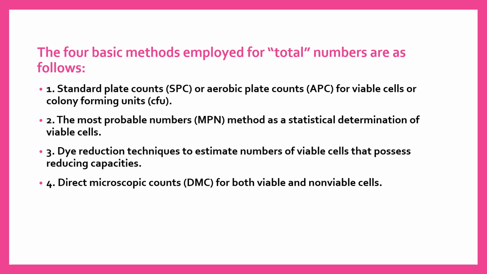There are four basic methods employed for total number as follows. The first one is the standard plate count or aerobic plate count for viable cells or colony forming units, and the second one is the most probable number method, which is a statistical determination of viable cells. The third method is the dye reduction technique to estimate the number of viable cells that possess reducing capacities, and the fourth method is direct microscopic counts for both viable and non-viable cells.